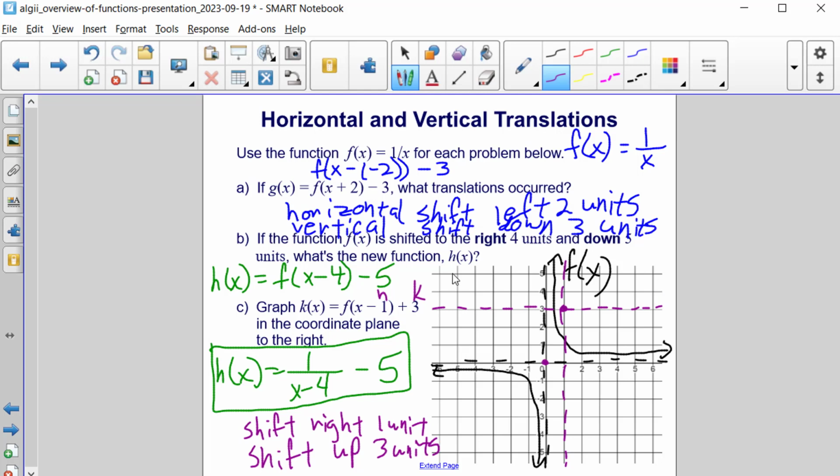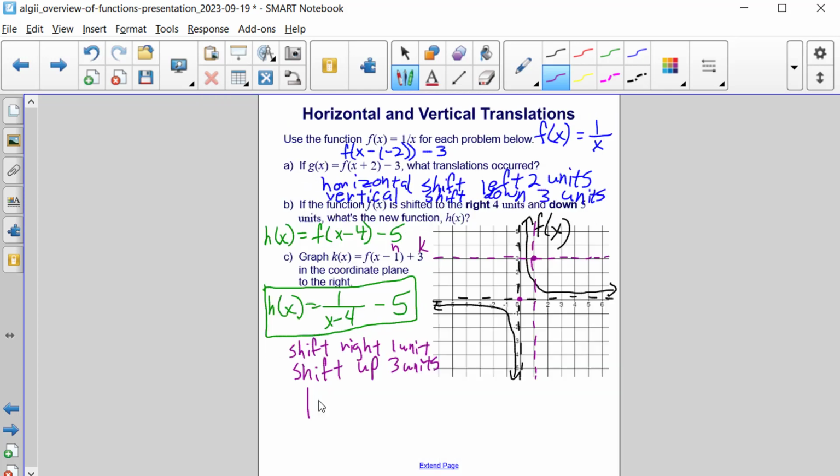If we were to rewrite k of x in function notation, or as the rational function, it would end up being 1 over x minus 1 plus 3. So that's also why we have our vertical asymptote at x equals 1 and our horizontal asymptote at y equals 3.